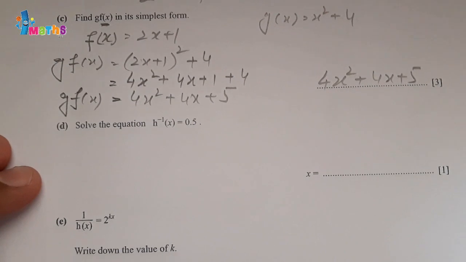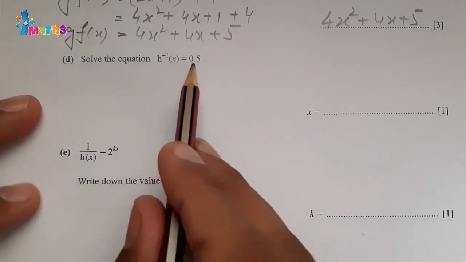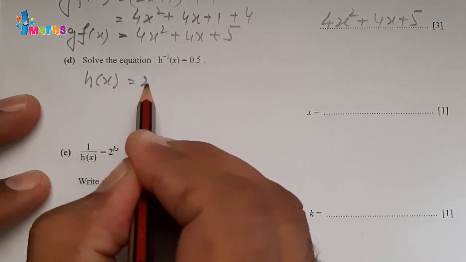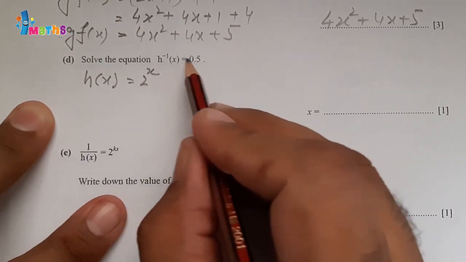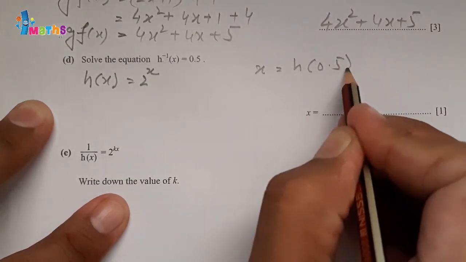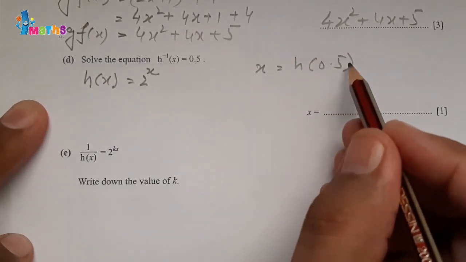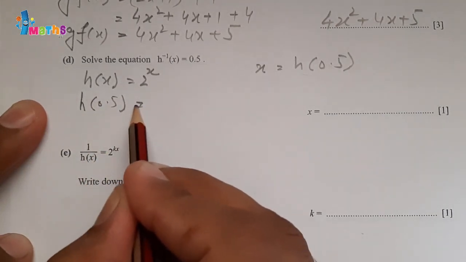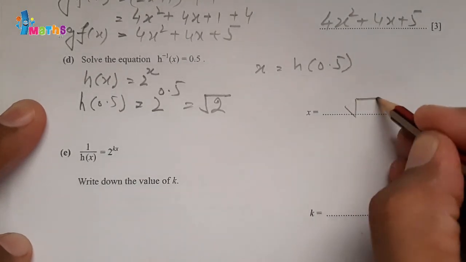Solve the equation h inverse of x is equal to 0.5. So we have the equation h of x is equal to 2 raised to the power x, and we can use this equation: we can shift h inverse to the other side, so x will be equal to h of 0.5, because the power minus 1 will be gone. Now we can find h of 0.5 by using this one. So h of 0.5 will be equal to 2 raised to the power 0.5, which we can write as root 2, or 1.41. So I'm writing root 2 over here.